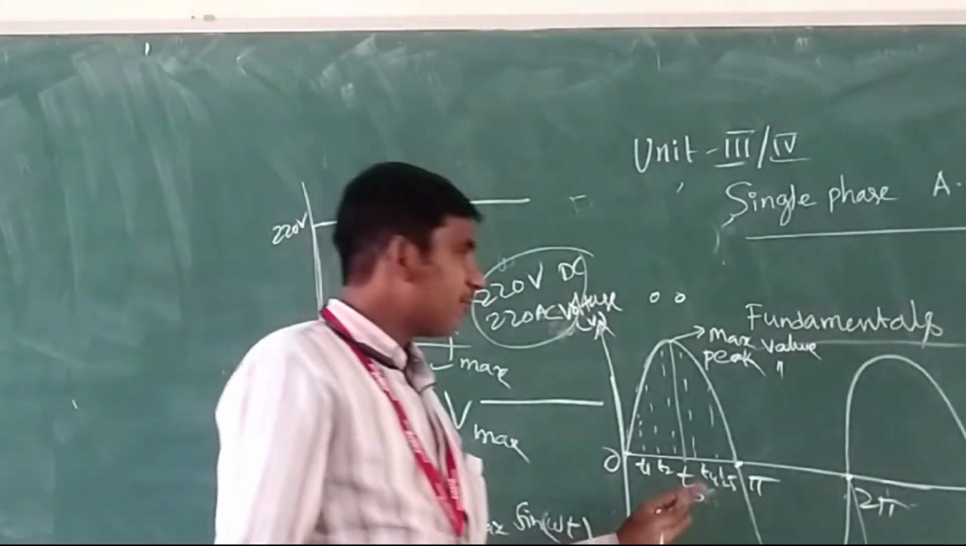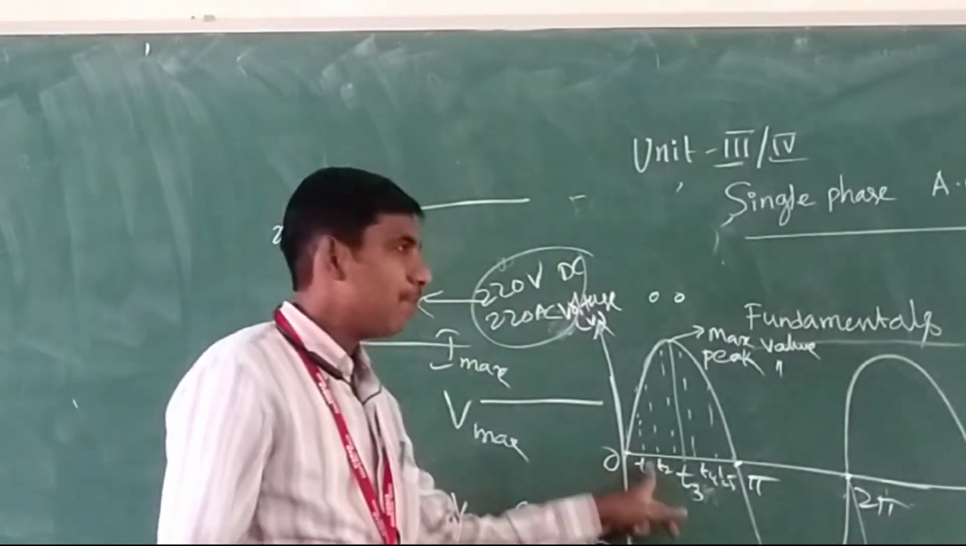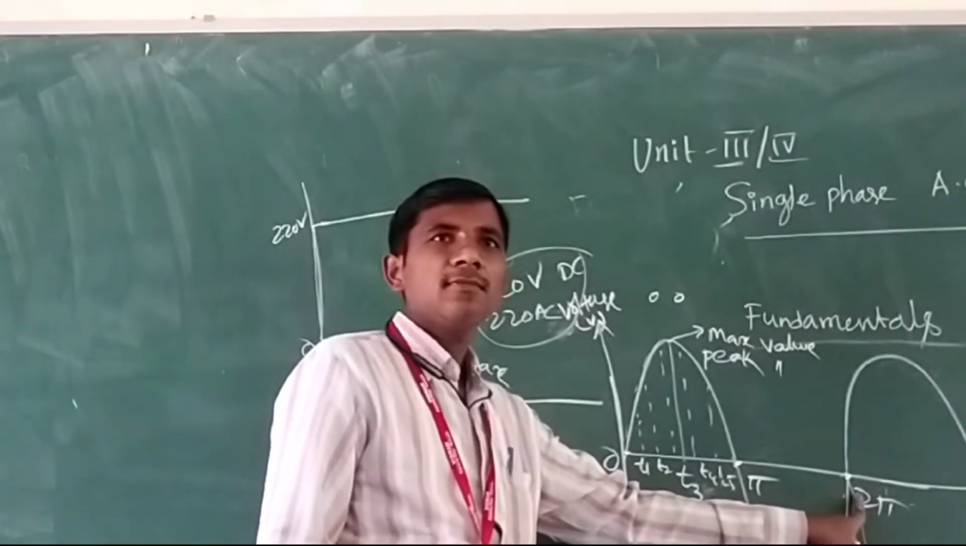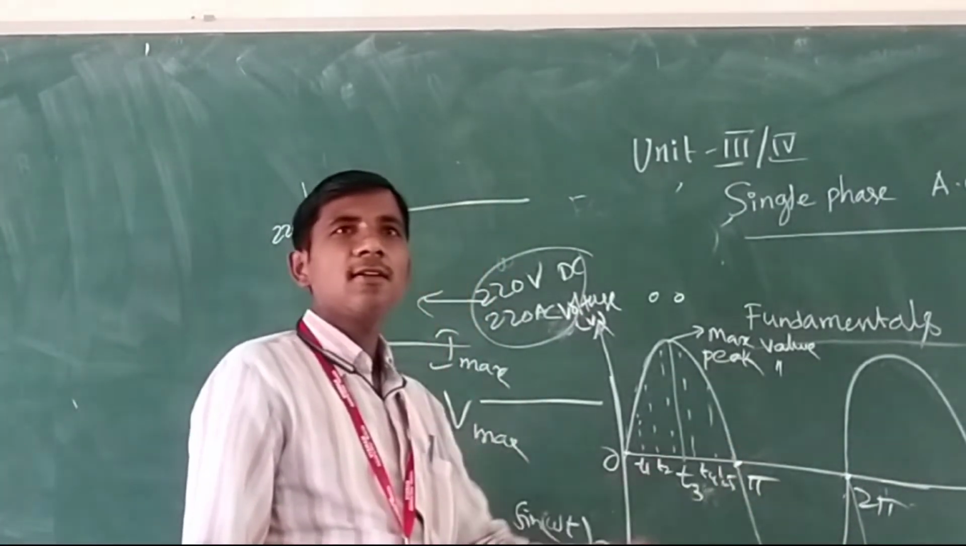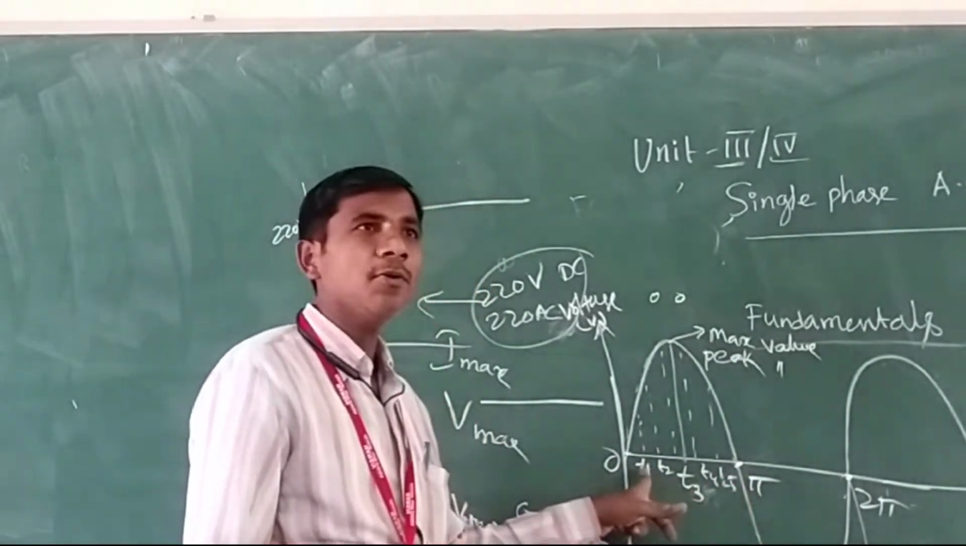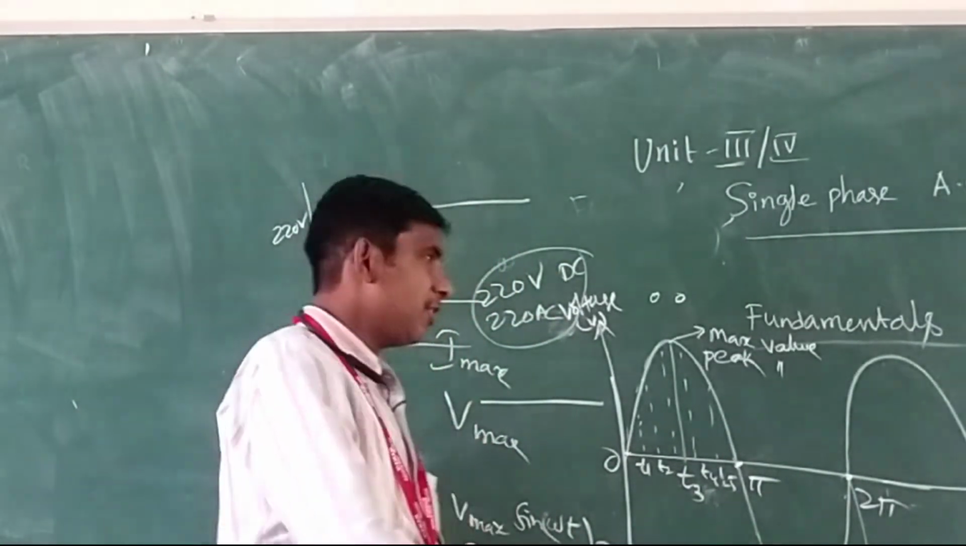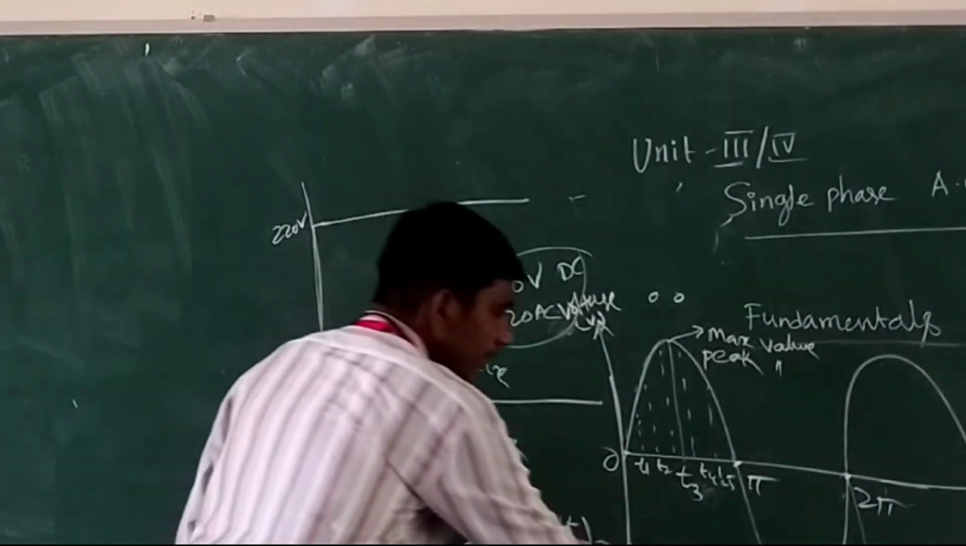That is the difference. But we are discussing the fundamentals of AC. A complete cycle means one positive cycle and one negative cycle. One cycle of AC means positive cycle, negative cycle. The time taken to complete one cycle is called the time period. It is denoted by the letter T.